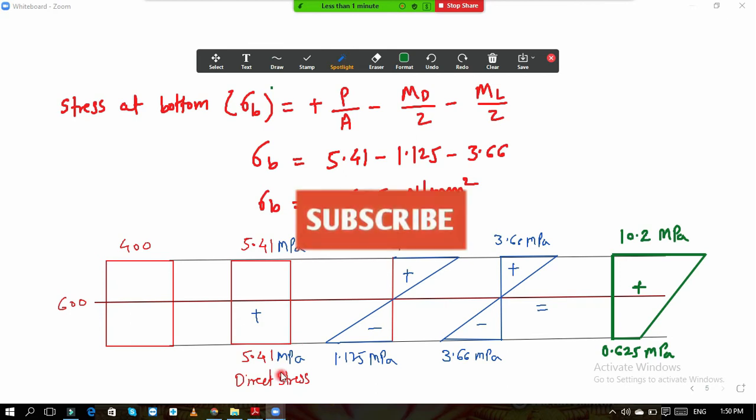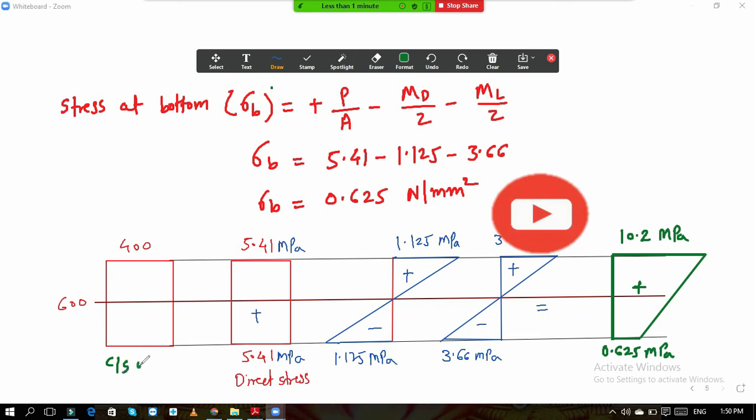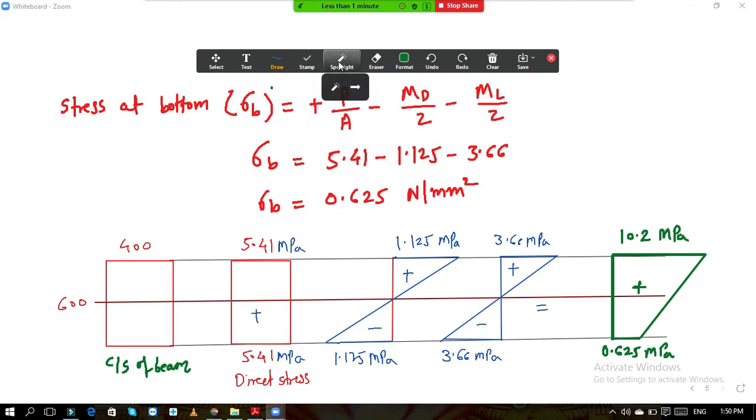You give the names below the diagram. This diagram is for direct stress. Okay. This you can say here cross section of beam. This is your cross section of beam. This is the direct stress. Second diagram is bending stress due to dead load. Here you can give the name, bending stress due to dead load. Here the bending stress due to live load. And this is the stress distribution diagram. You can say this or resultant stress distribution diagram. You can give the name. Okay, this is your resultant stress distribution diagram. Okay, other diagram.